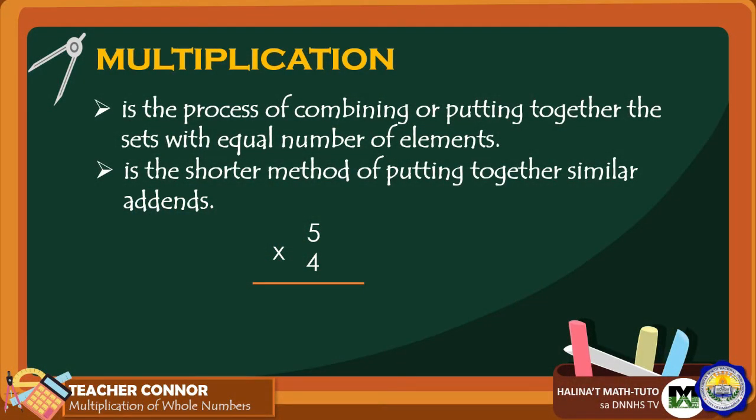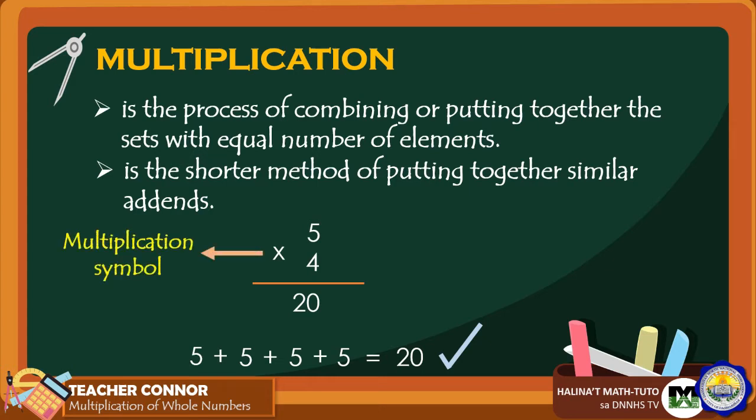Mathematically speaking, multiplication is the process of combining or putting together the sets with equal number of elements. It is also a shorter method of putting together similar addends. Given 5 times 4, we need to multiply 5 4 times or multiply 4 5 times. So we have 5 plus 5 plus 5 plus 5 is equal to 20. Therefore, 5 times 4 is 20.